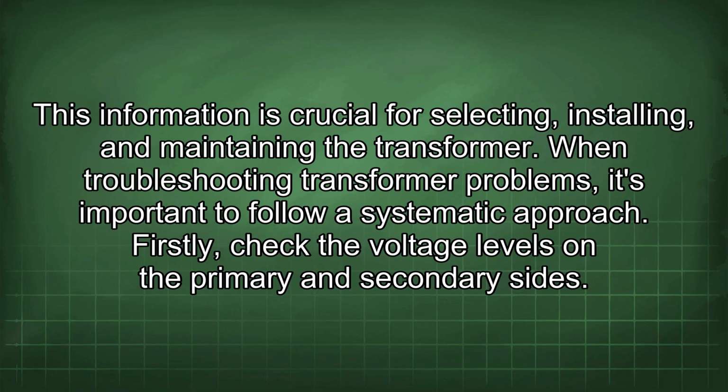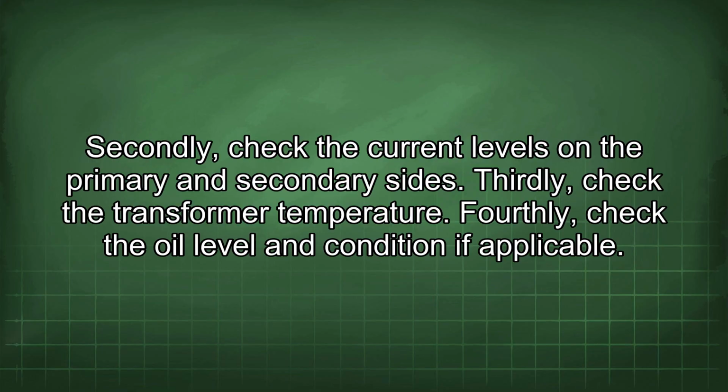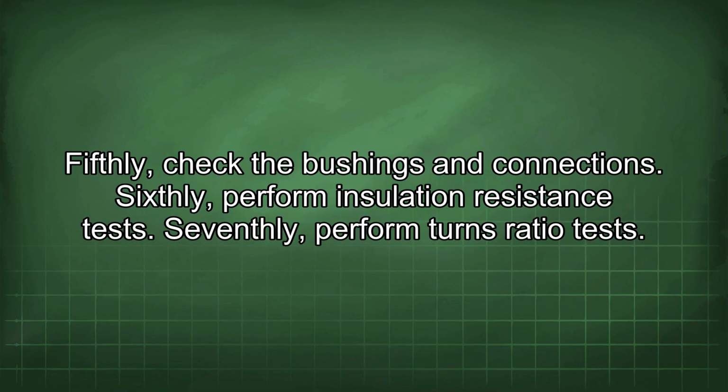When troubleshooting transformer problems, it's important to follow a systematic approach. Firstly, check the voltage levels on the primary and secondary sides. Secondly, check the current levels on the primary and secondary sides. Thirdly, check the transformer temperature. Fourthly, check the oil level and condition if applicable. Fifthly, check the bushings and connections.